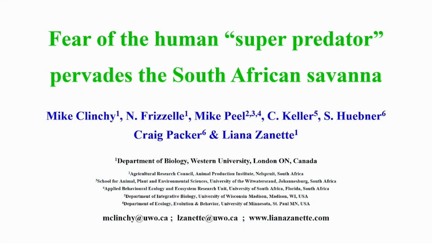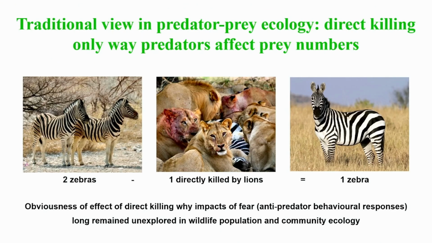Right, good afternoon. The traditional view in predator-prey ecology has, until relatively recently, been that direct killing is the only way predators affect prey numbers. If there are 2 zebras and one is directly killed by lions, there is now 1 zebra. Now, the obviousness of this effect of direct killing is a big reason why the impacts of fear, that is, the anti-predator behavioral responses of prey, long remained unexplored in wildlife population and community ecology.